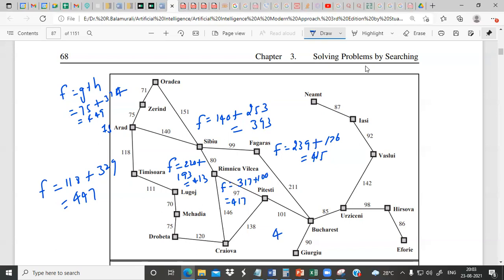Okay, 418. That is G, and H is 0 in this case. So it is 418 only. So Bucharest is included this way. If you consider this way, I think Bucharest will not be included.